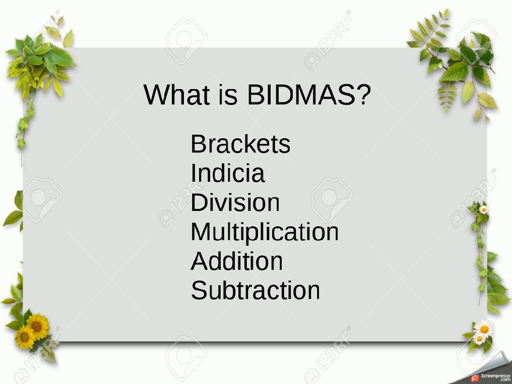BIDMAS tells us what order we should do things. So B stands for brackets. We always calculate whatever is in the brackets first. I stands for indices. Indices are powers and roots, when we multiply a number by itself, but we'll look at that in the future in a different video. D for division. Then we carry out multiplication, then adding, and finally subtracting. So let's have a look at an example.